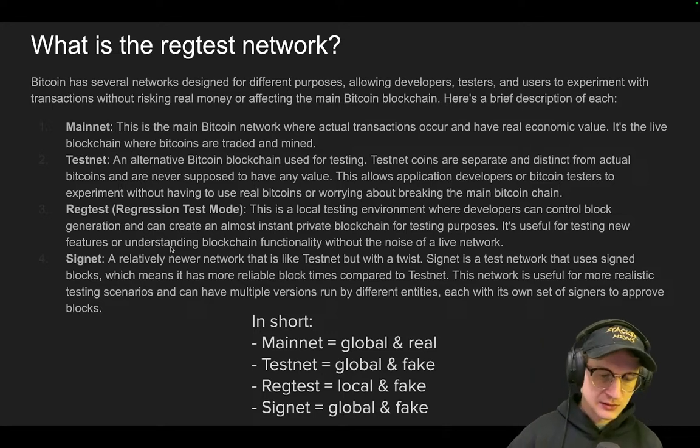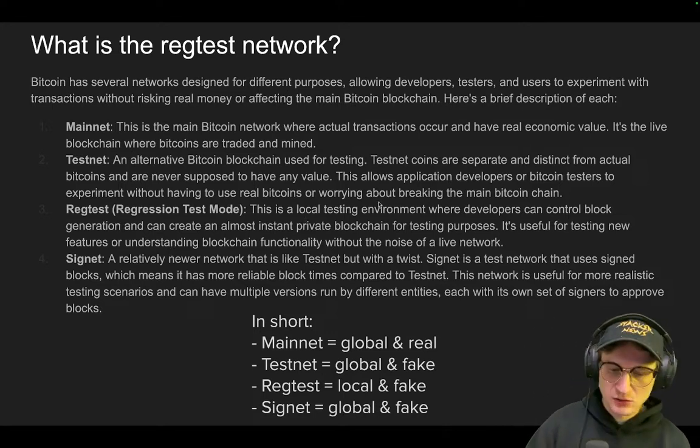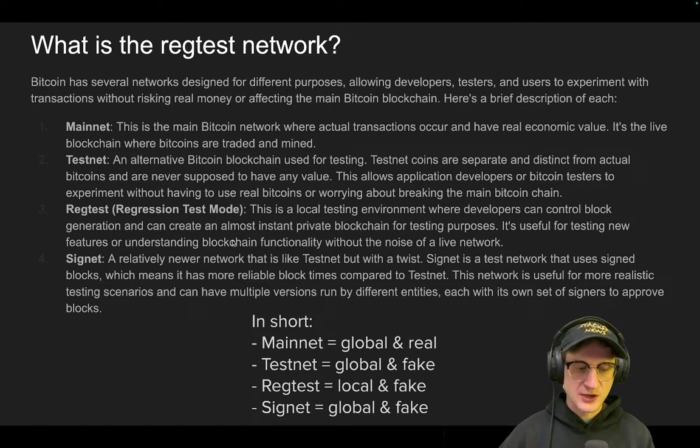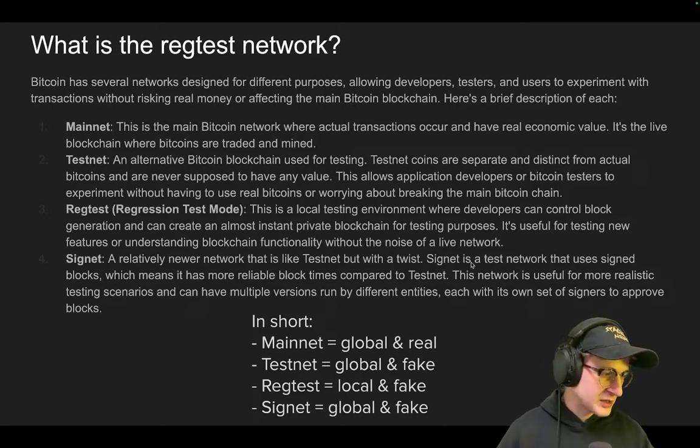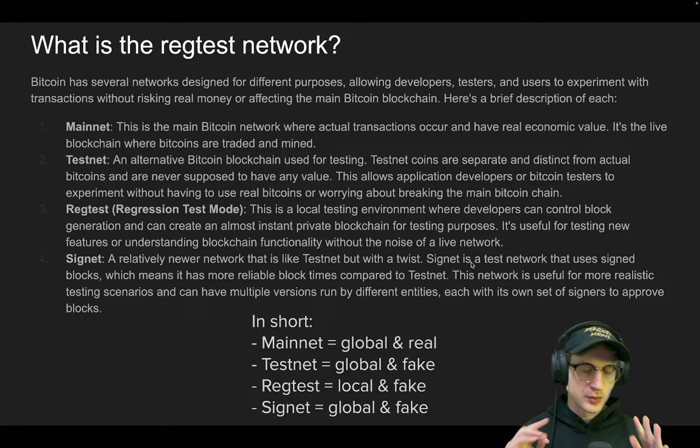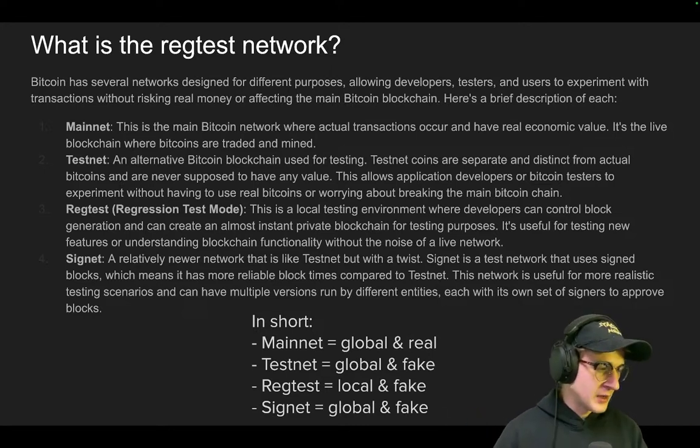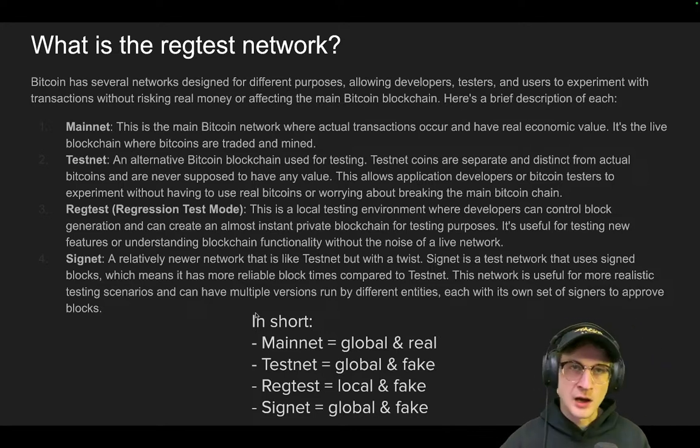Now, regtest is personally my favorite. Regtest is the local testing environment where developers can control block generation and create an almost instant private blockchain for testing purposes. With regtest and regtest world, we are spinning up Bitcoin from block 0, from the Genesis block, every single time we run it fresh. So we have our own fresh Bitcoin network. We are in isolation. And why are we doing that? We're doing it to test a ton of possible edge cases and do things that we could not do on mainnet, things we could not do on testnet, in order to develop a lot quicker.